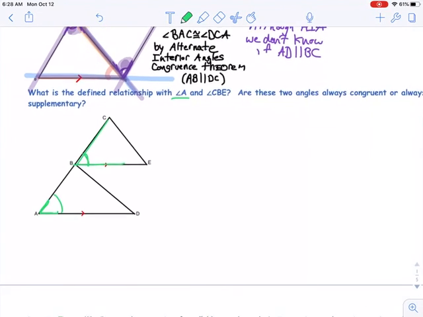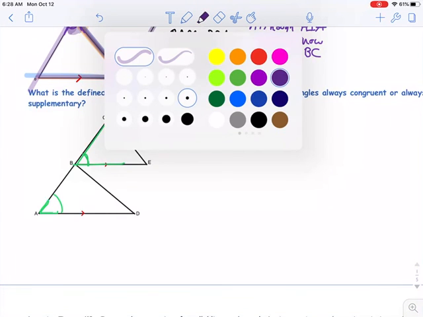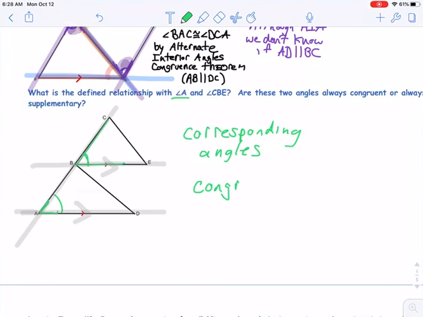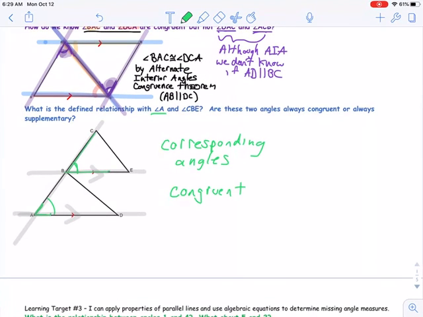All right, what is the defined relationship? You might be able to tell immediately. There might need to be some emphasizing going on, but if I extend these parallel lines and then extend that line, I can see that, OMG, they are corresponding angles. And they are congruent. It said, are they always congruent? Are they always supplementary? They're always congruent. There's actually a case where they can be supplementary, and that's when we got some perpendicular lines, but that's for another unit, or another lesson, I should say.